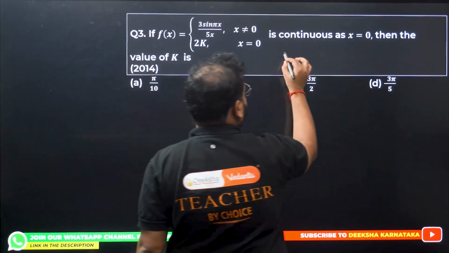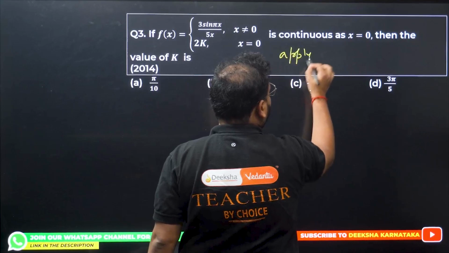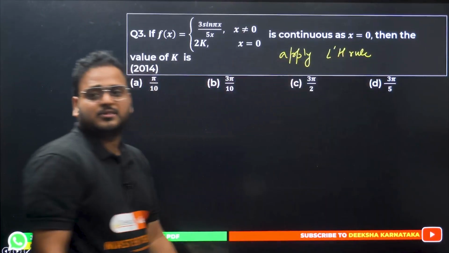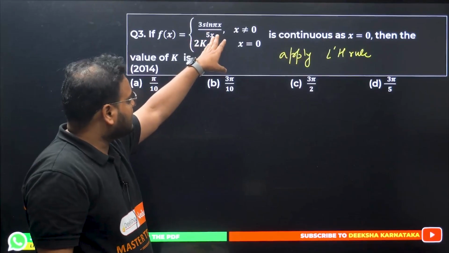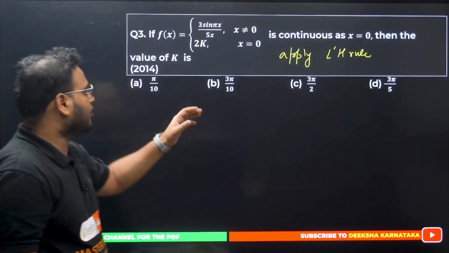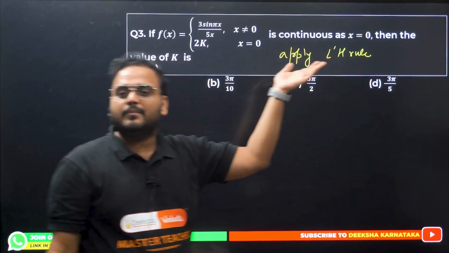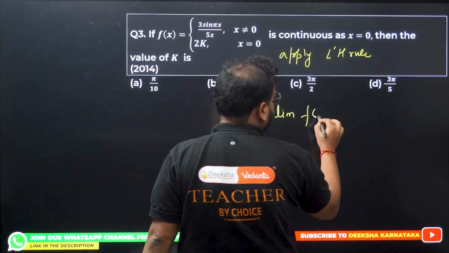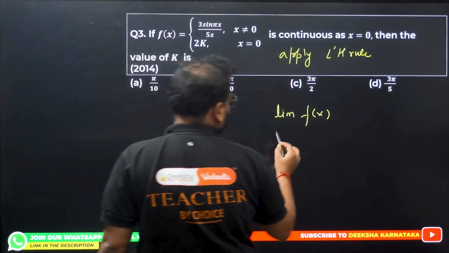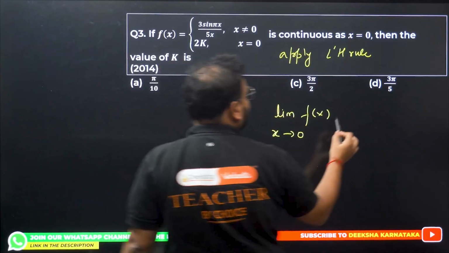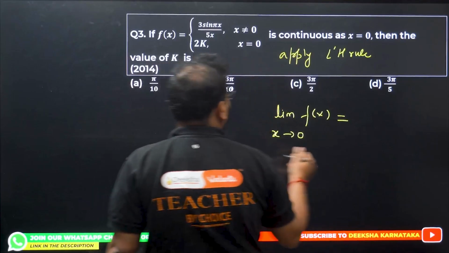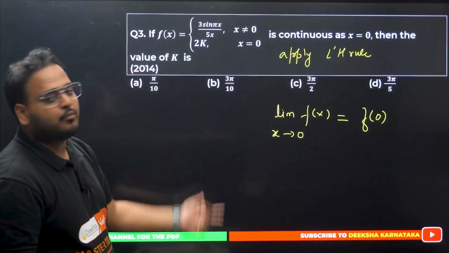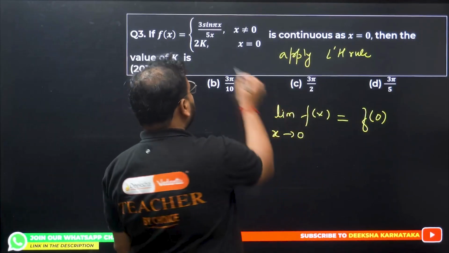Apply LH rule. What's the meaning of this? How to solve this question? Remember, differentiate this, you'll get the limit value, right? I'll show you, don't worry. So they're saying it is continuous. It means limit will be equal to the function value. Continuous means limit of the function f(x) when x tends to 0 is equal to what? Your function value at 0. Limit f(x) x tends to 0 is equal to function value at 0. So function value at 0 is 2k.